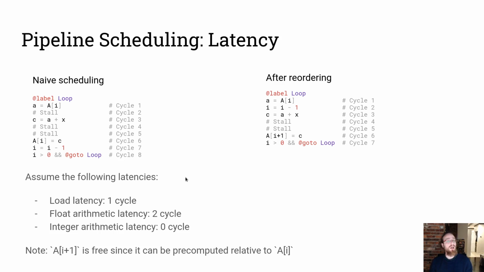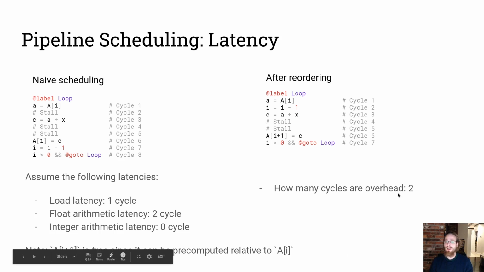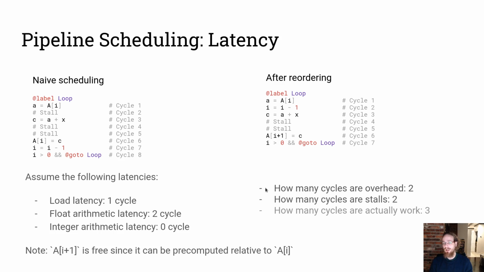Well, are there other ways of improving the performance of this program? Before we get to that, let's classify these cycles. What are we spending our time on? We're spending about 2 cycles on overhead, which I would classify as anything that is doing the index decrement and the checking whether or not we need to continue or jump to the loop. We have 2 stall cycles here, and these 3 cycles here are actually doing work. So our goal should be to increase the amount of work in relationship to the amount of overhead we are doing, and to decrease the amount of stalls.